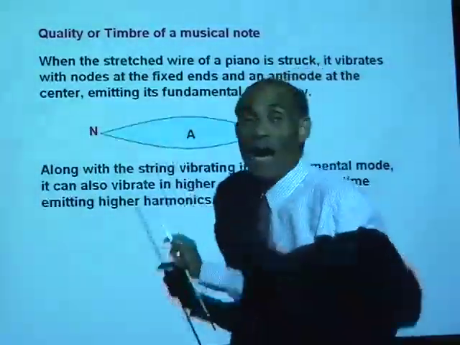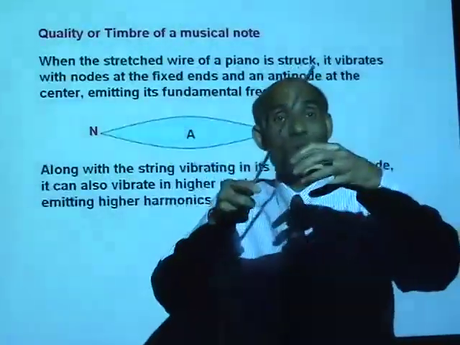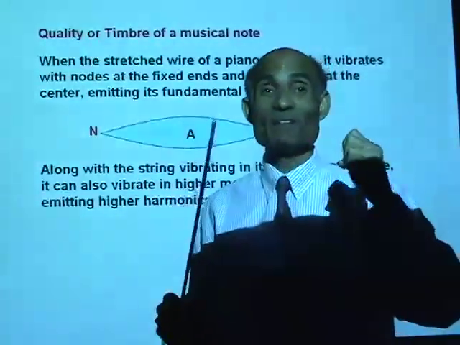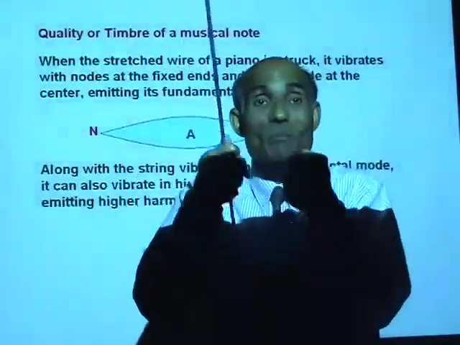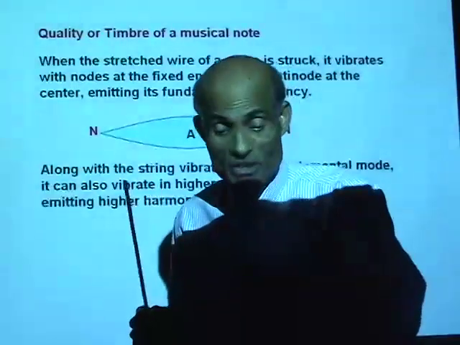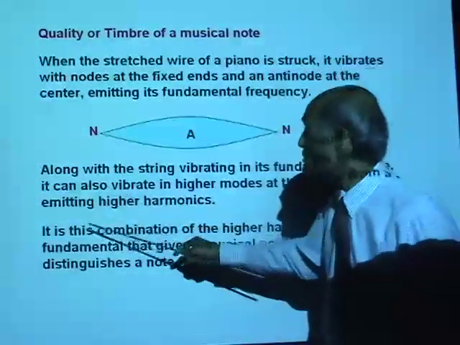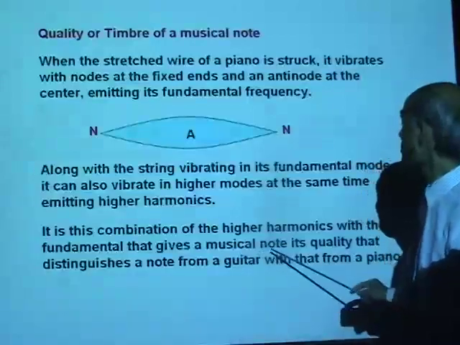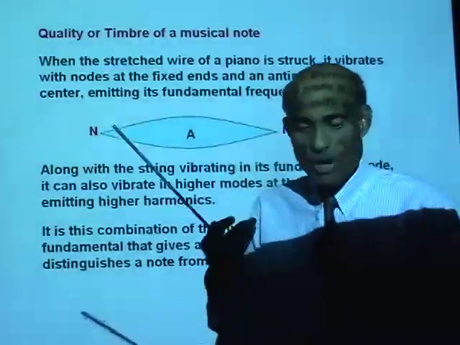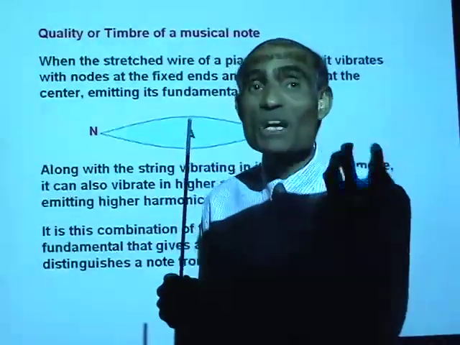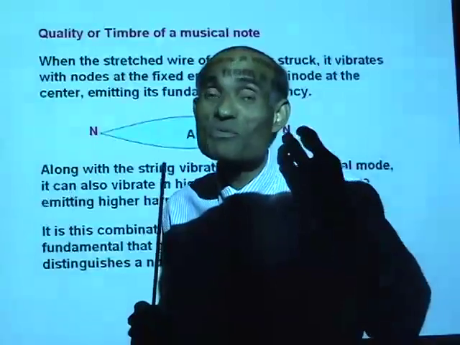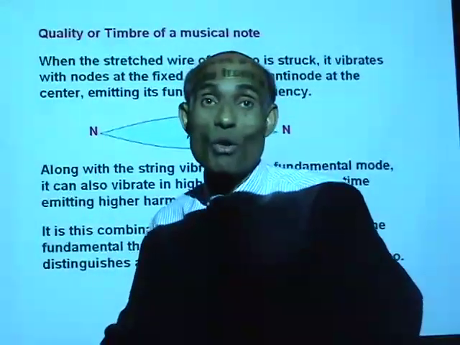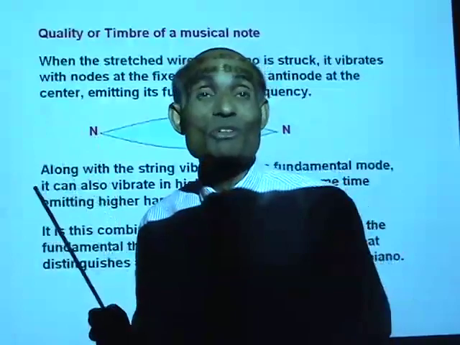In other words, the higher harmonics are very often superimposed on the fundamental. So the sound you hear is not only the frequency of the fundamental, but a combination of the fundamental and the higher harmonics. It is this combination of the higher harmonics with the fundamental that gives a musical note its quality. And the quality of the musical note can be used to distinguish between a note that comes from a piano, a guitar, a drum, a piccolo, or a flute.